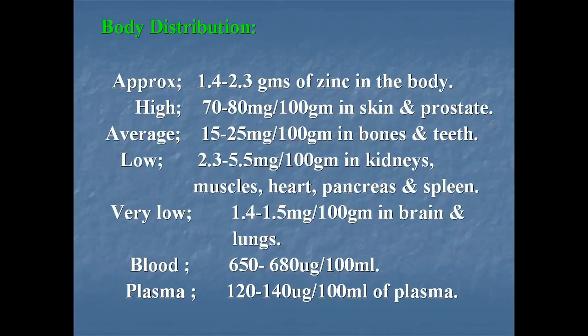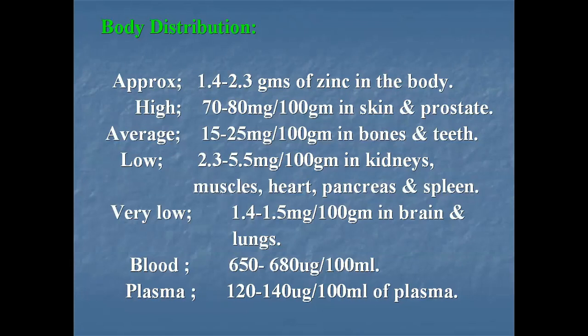Now, body distribution. An adult man of 70 kg approximately has 1.4 to 2.3 grams of zinc in the body. High concentration of zinc is found in skin and prostate, approximately 70 to 86 milligrams per 100 grams. Average concentration is found in bones and teeth, approximately 15 to 25 milligrams per 100 grams.